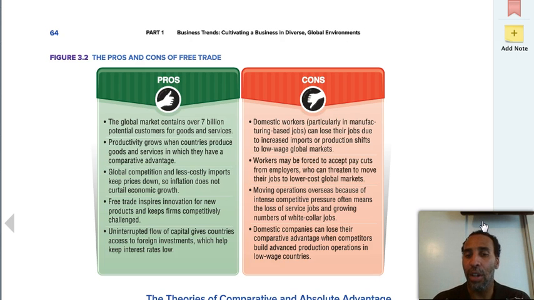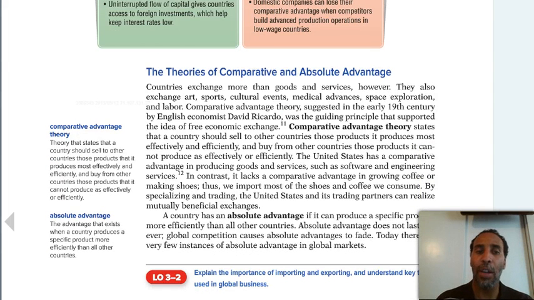Domestic companies can lose their comparative advantage when companies build advanced production operations in low-wage countries. So let's talk about comparative advantage and absolute advantage, right? If you have an advantage, you need to take advantage of that advantage.